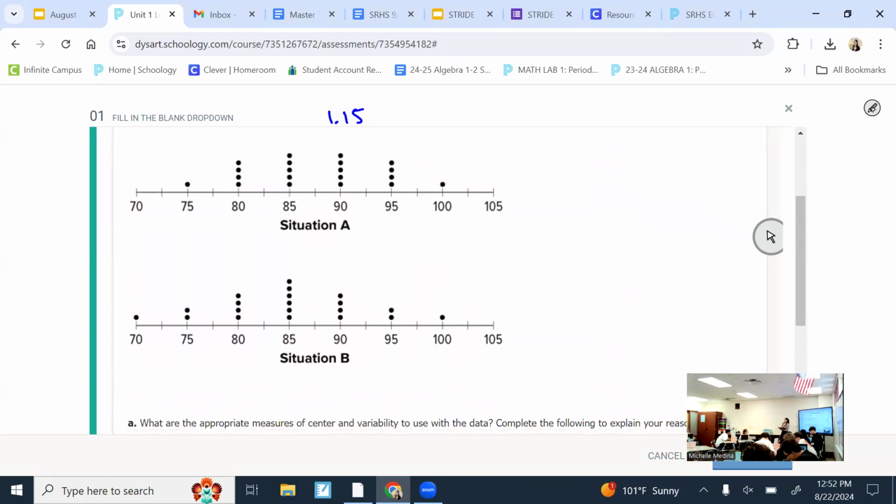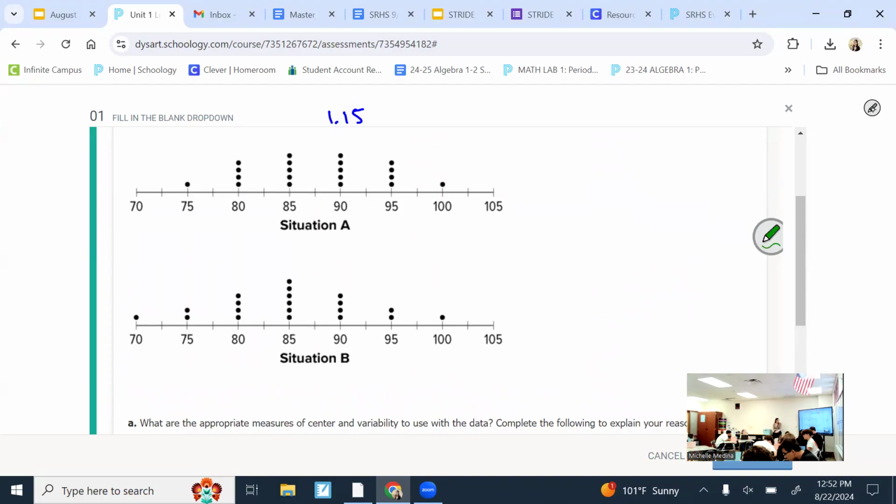Mean or median? So how do I know which one is the better one to use? So is situation A symmetric? So we would definitely use the mean for situation A. Is situation B symmetric?